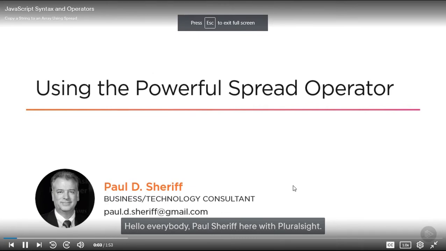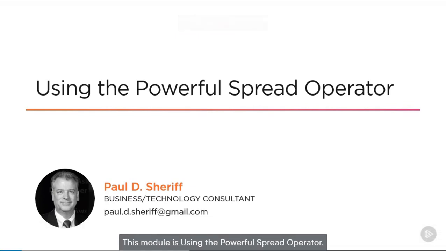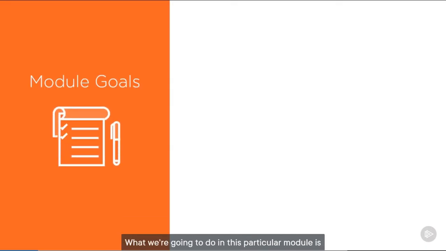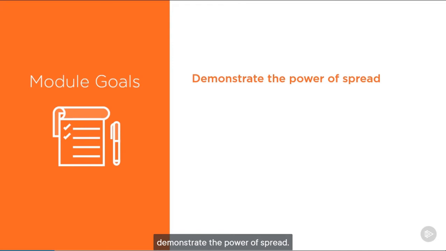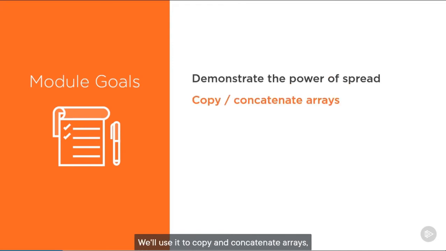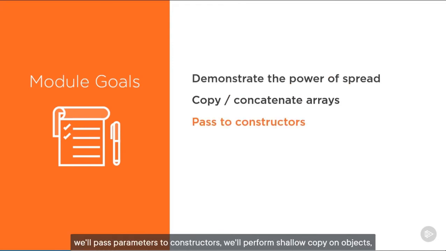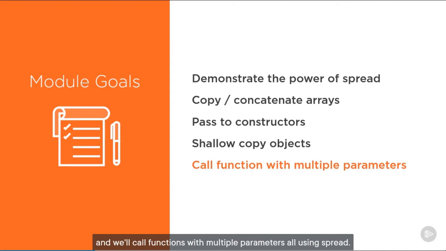This module is using the powerful spread operator. What we're going to do in this particular module is demonstrate the power of spread. We'll use it to copy and concatenate arrays. We'll pass parameters to constructors. We'll perform shallow copy on objects. And we'll call functions with multiple parameters, all using spread.